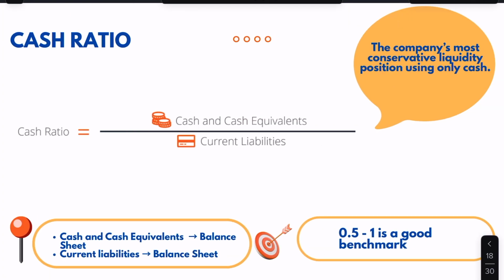Next, let's look at the cash ratio. The cash ratio is the most conservative liquidity ratio. It only counts cash and cash equivalents and assumes that the company has to pay all its short-term liabilities using just cash and cash equivalents. The formula is cash and cash equivalents divided by current liabilities. You can take cash and cash equivalents from the balance sheet, and current liabilities are also available from the balance sheet. As a benchmark, 0.5 to 1 is considered a prudent cash ratio.